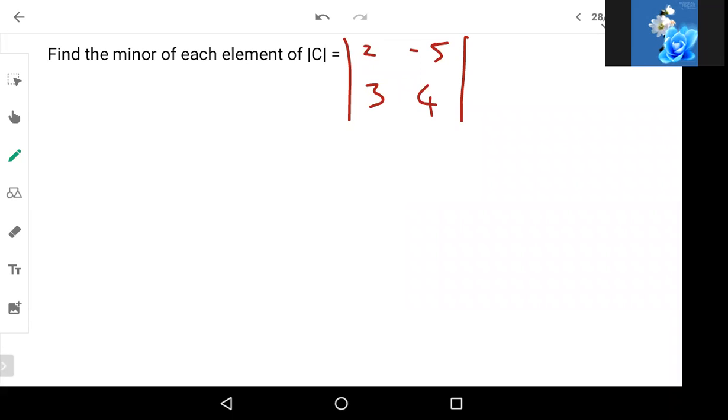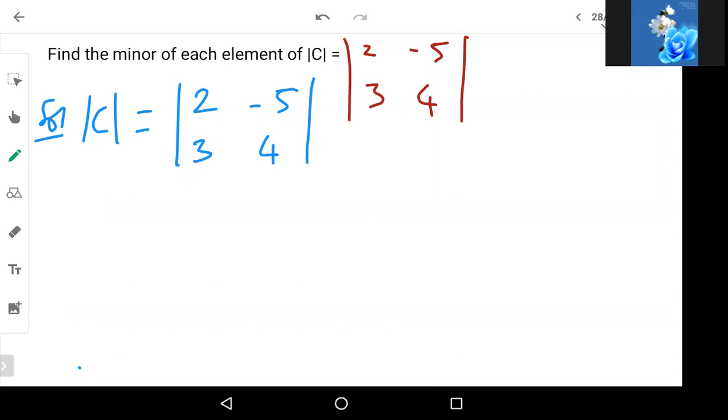Now we will see how to find a minor for a 2 into 2 square matrix. This is very easy to solve because we have very few numbers. So let us start. First, it's already given in determinant form. If it was in matrix form, we would convert it into determinant form. Here it is already given in determinant form, so we'll just rewrite it. Determinant C is equal to 2, minus 5, 3 and 4.